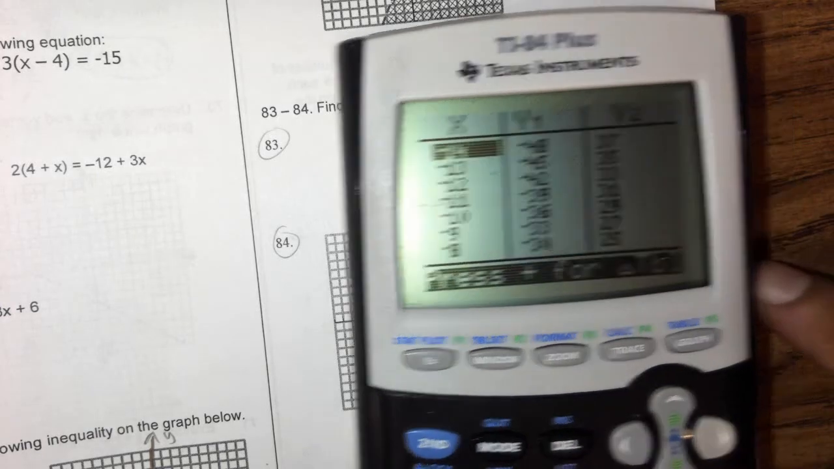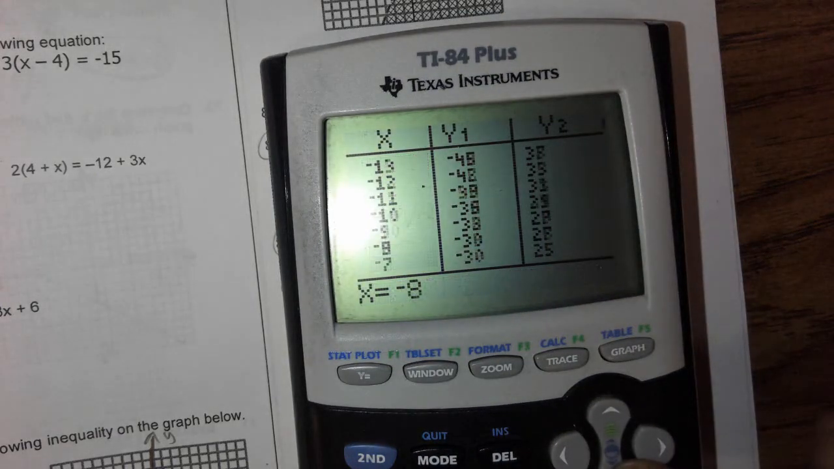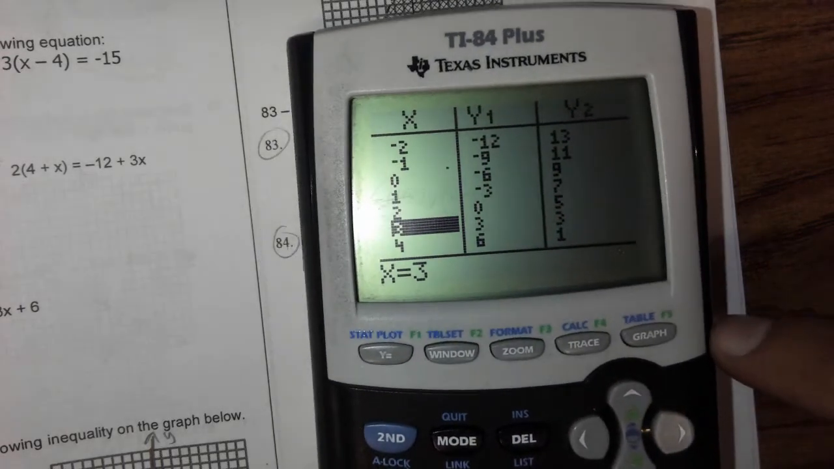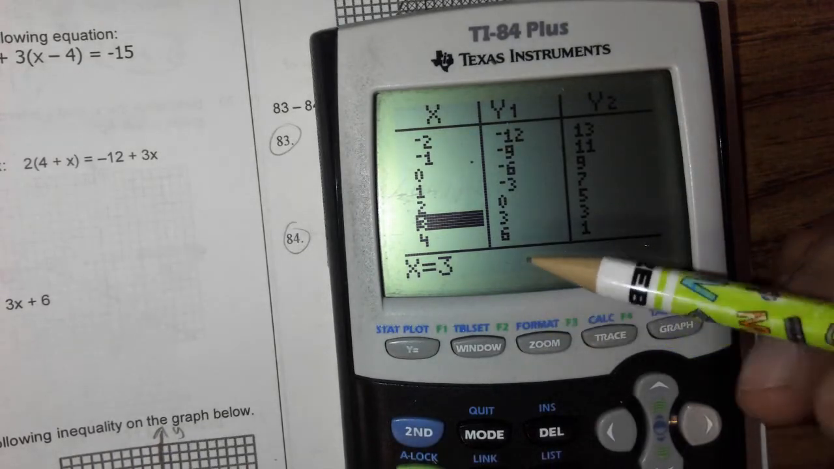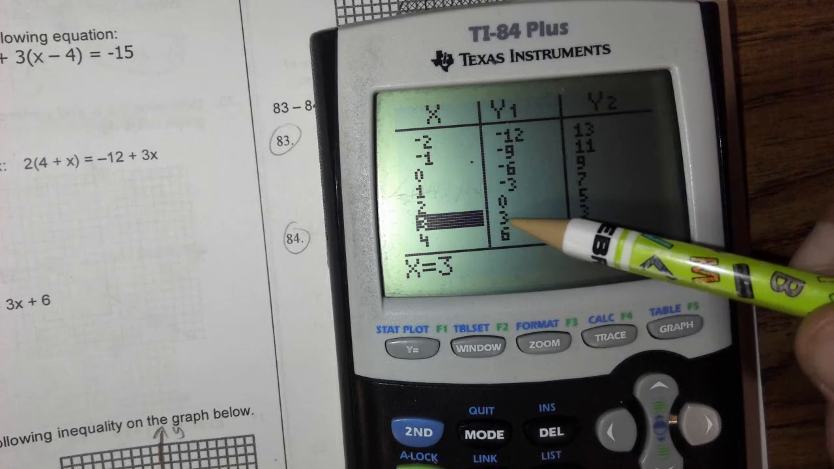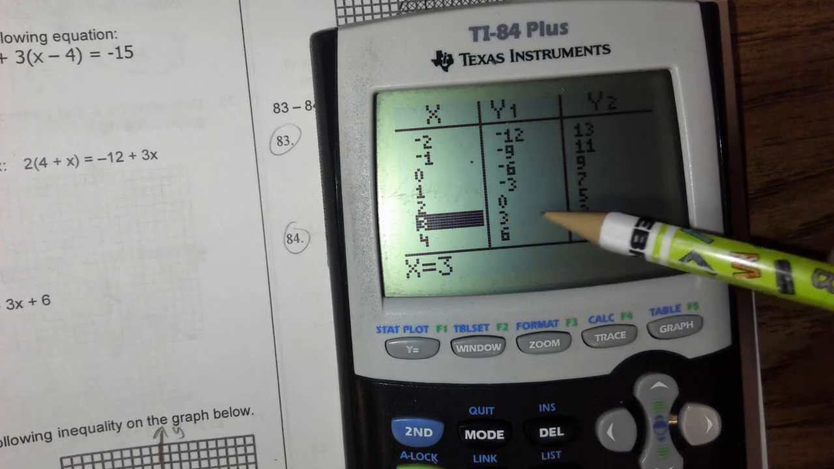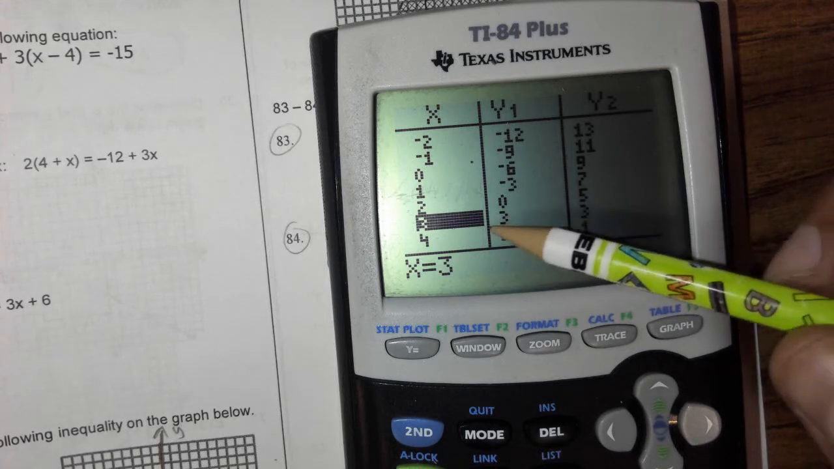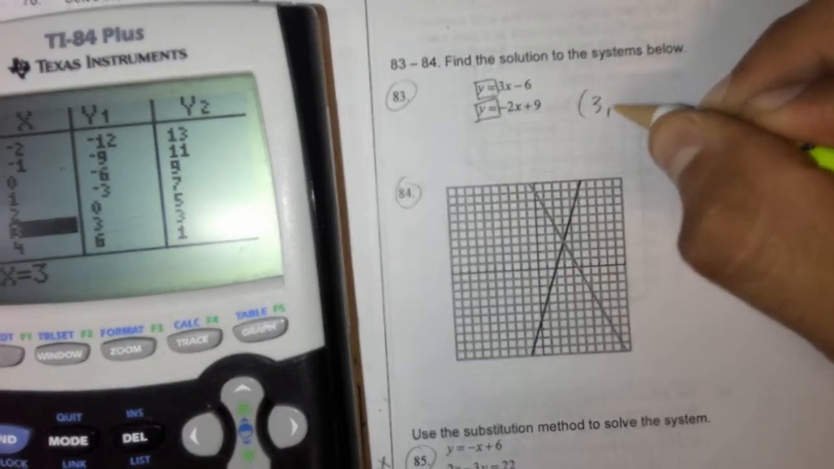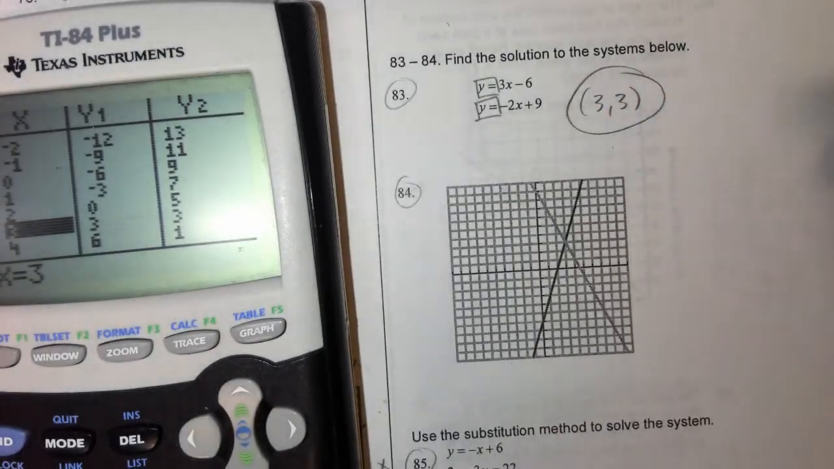So we go second graph. And I want to look at the point 3, 3, see if that's where they cross. So indeed, the point 3, 3. Again, I look at where y1 and y2 is the same. In this case, the 3 matches with 3. And it's kind of confusing with all the 3's, but my point is basically just 3, 3. And that's it. That's my solution.